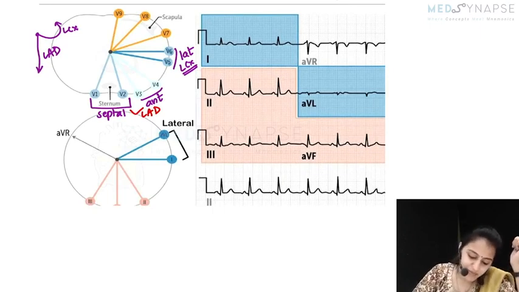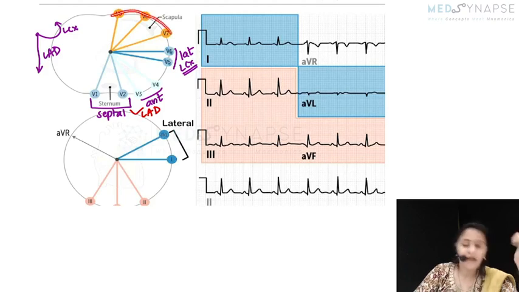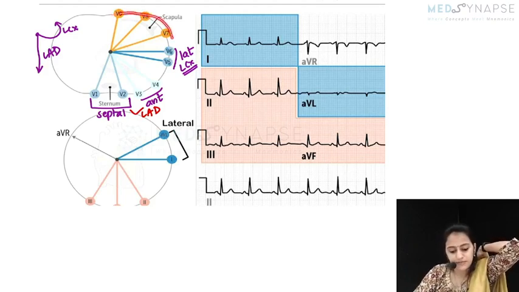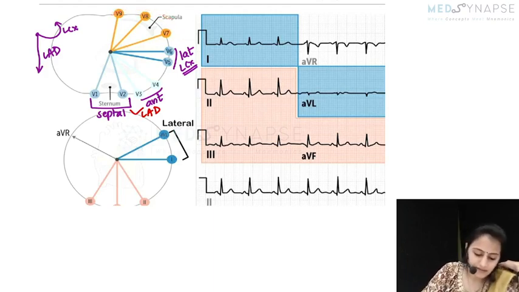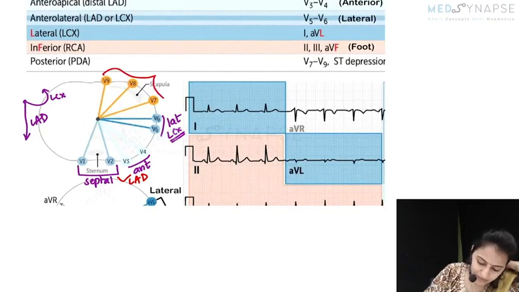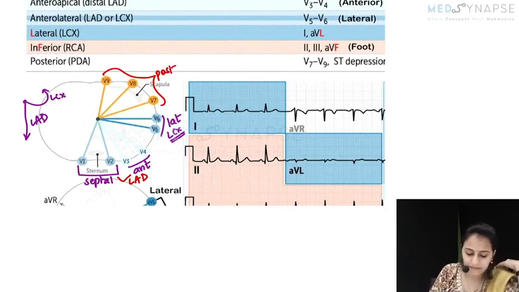The leads beyond V6, right? Now if you are placing leads over the scapula, V7, V8, V9, this is at the back. These will be what MI? Posterior. Right? So posterior is V7 to V9.